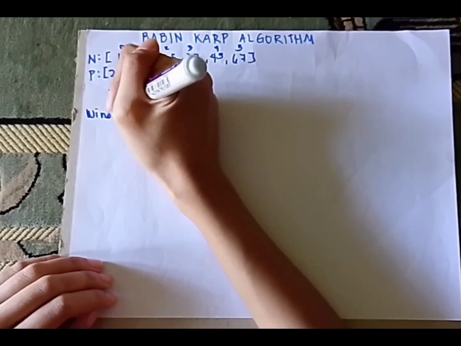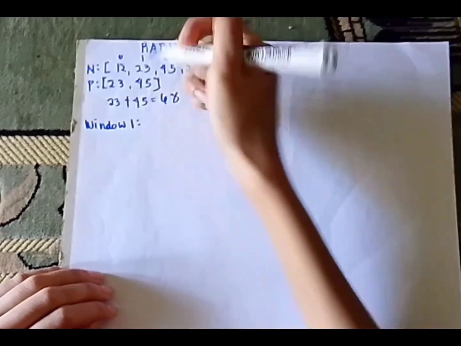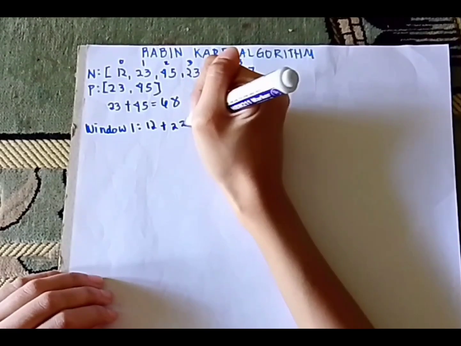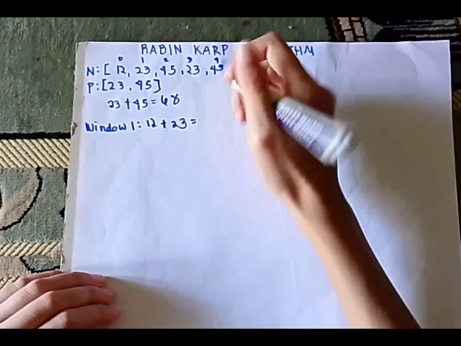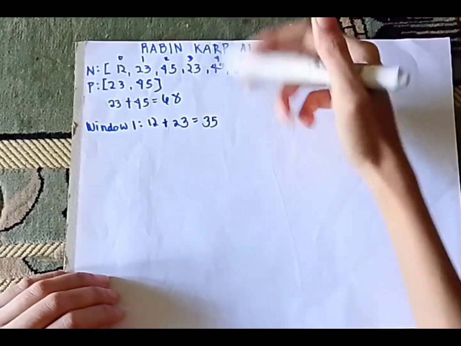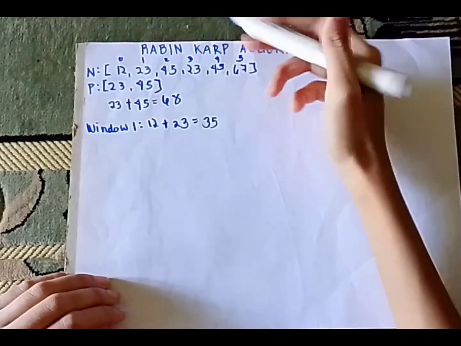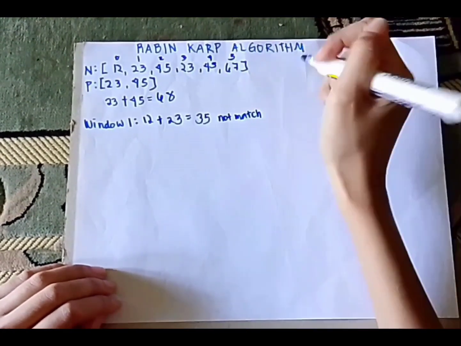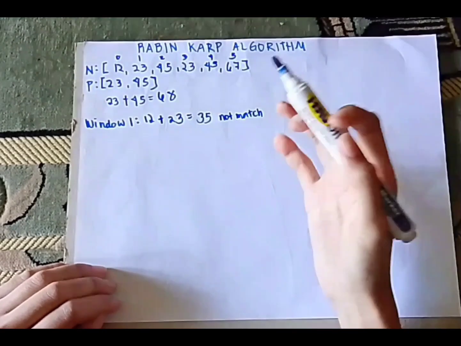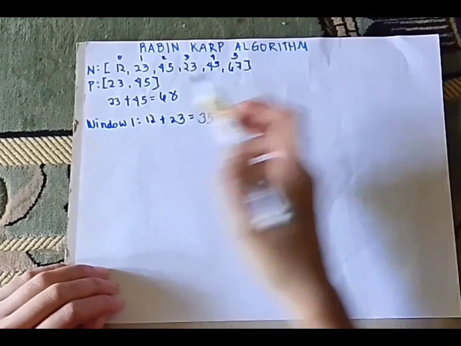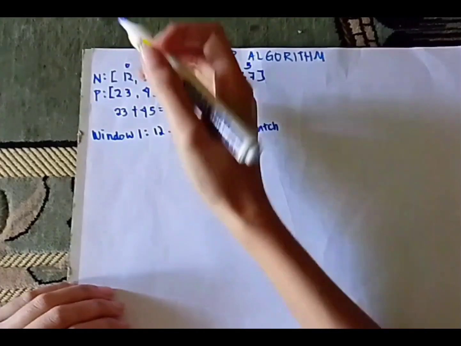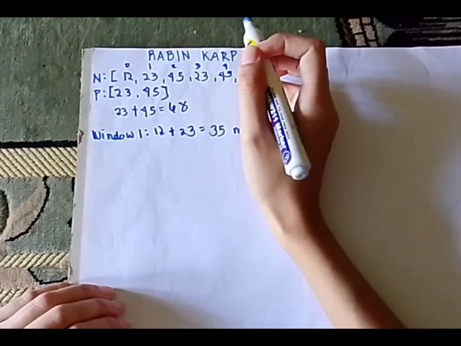Let's go to our first hashing, called window 1. So we have 12 and 23. Now we will add these two. So the result is 35. Now let's compare it. It says not a match, because our hash function is 68. So we will use again the simple method to calculate the result of these numbers.